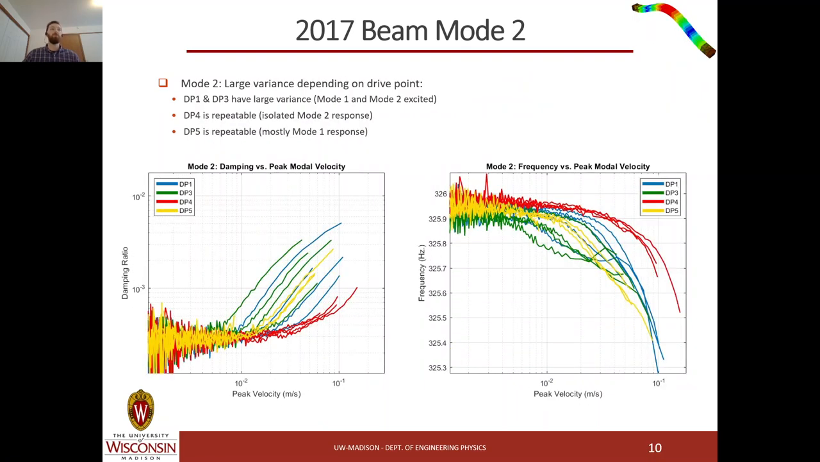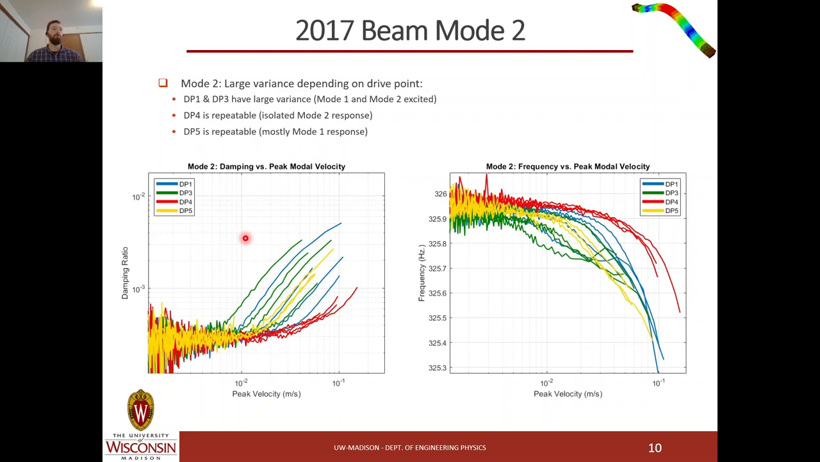For mode 2, we see a very different conclusion. Here, at different drive points, we get a really large spread in the possible frequency and damping curves that you can get. For drive point 1 and 3, which is again where we have a mode 1 and a mode 2 in the response, we see not only a large variance between the two drive points, but within the drive point. For basically the same test, you can get a wide range of different damping and frequency curves.